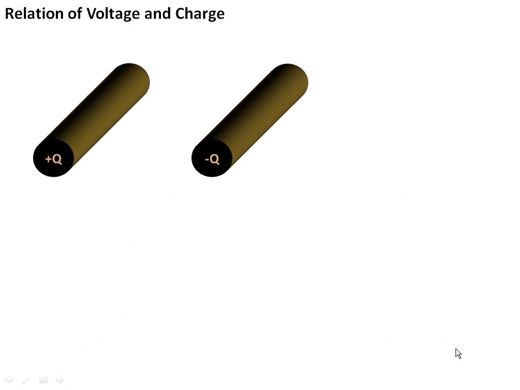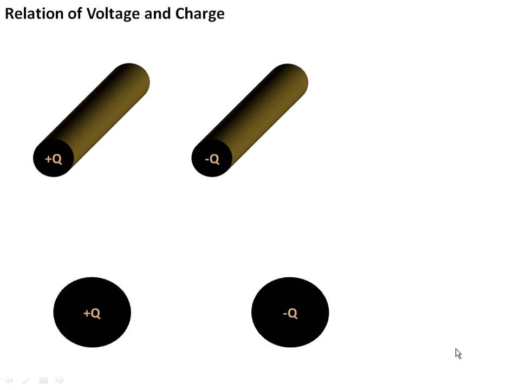So in order to do this, let's talk about the relationship between voltage and charge, and consider what you see here. Two metal cylinders, one with a charge plus Q and one with a charge minus Q. And we haven't talked about the relationship of electric fields and electricity in metals yet, but suffice it to say that if you have charge in a metal, that charge is free to move around in any way you want.